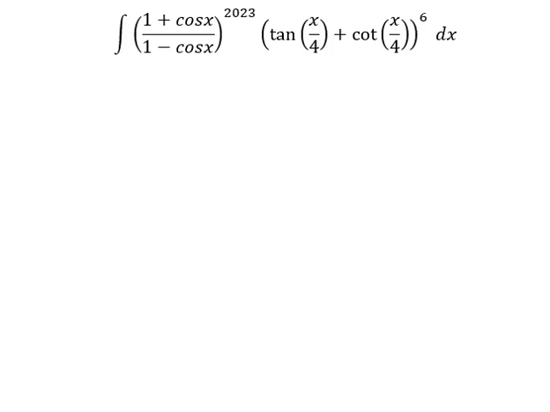Hello everybody. Today I want to talk about calculus, the topic about integration. Now I want to show you how to answer this problem.